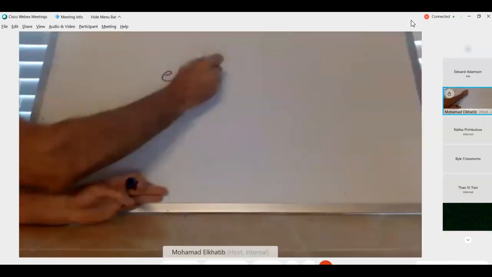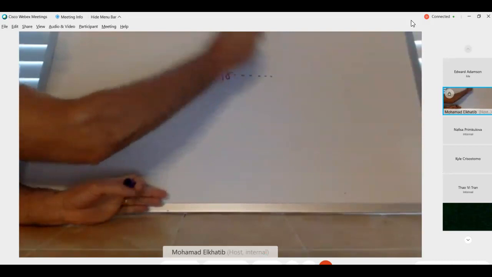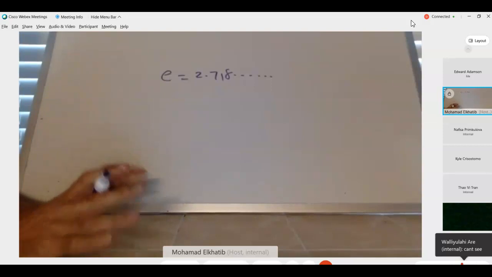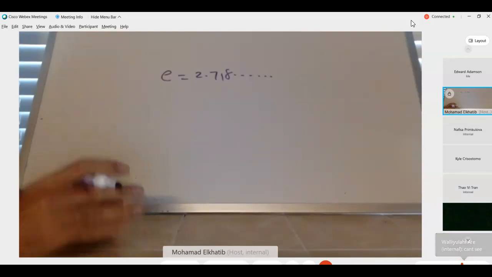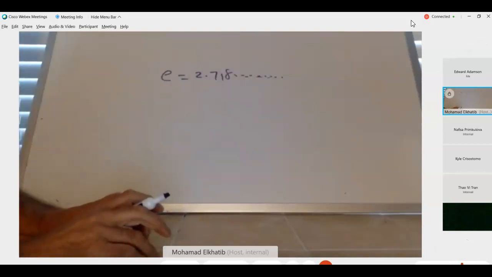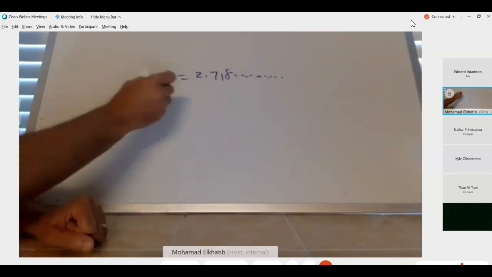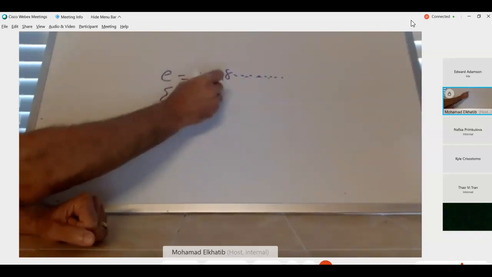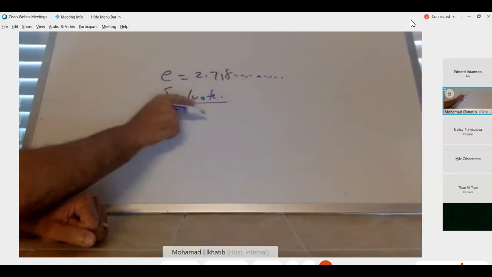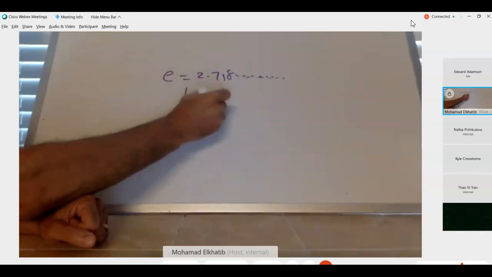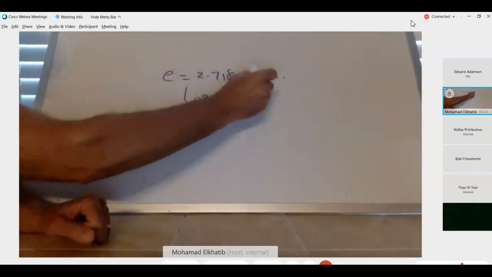e is a number. It's about 2.718, and there are lots of numbers after that. So e is just a number. It's very close to 3. But we'll leave it as e because there are millions of digits behind the decimal, so in order to be sure, we'll leave it as e. Okay? So if I ask you, for example, to evaluate something, first of all, if the base of the log is e, we don't call it log e, we call it ln.